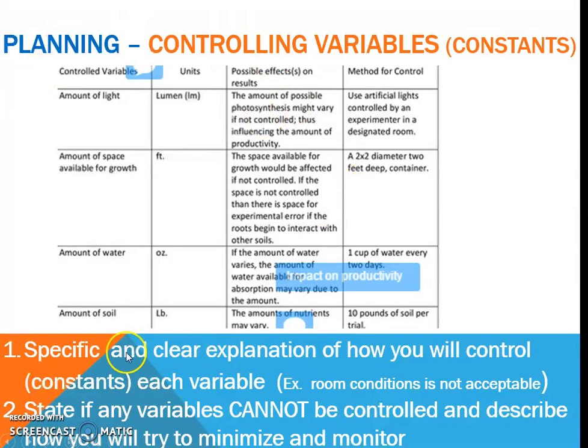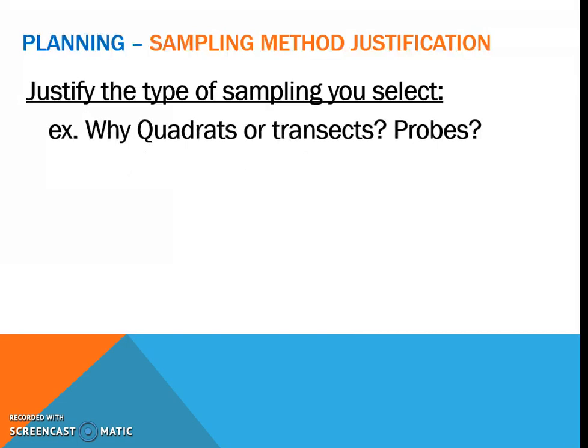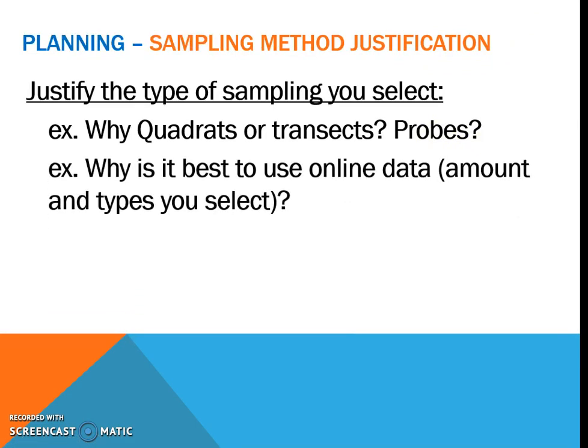But we definitely want to control as much as we can, or keep them as constant as you can. The next section we'll have is justifying our sampling method. This is like, why are you using quadrats or transects? Why are you using the type you're using? Why not a belt transect? Why'd you pick this probe and not a pH strip? A lot of this is going to have to do with time, money, and accuracy, but you have to justify it. Sometimes it's even safety and efficiency.